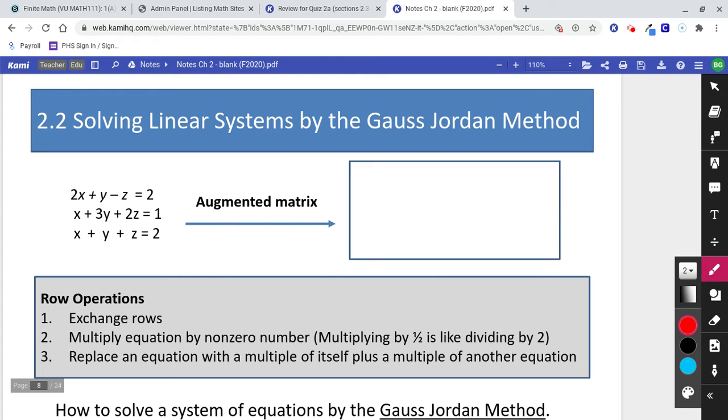2.2, solving linear systems by the Gauss-Jordan method. We're going to take a system of equations that looks like this and turn it into what's called an augmented matrix. Basically, what you're going to do is take out all the variables, okay?